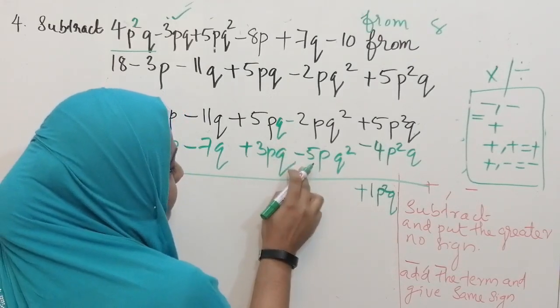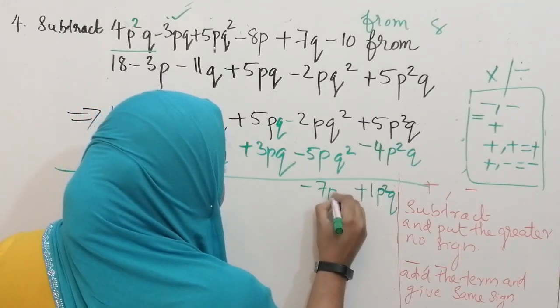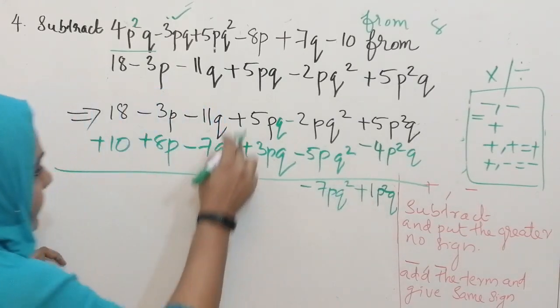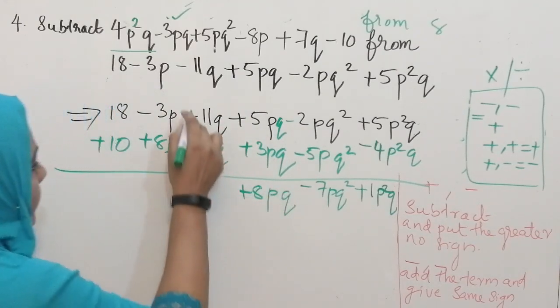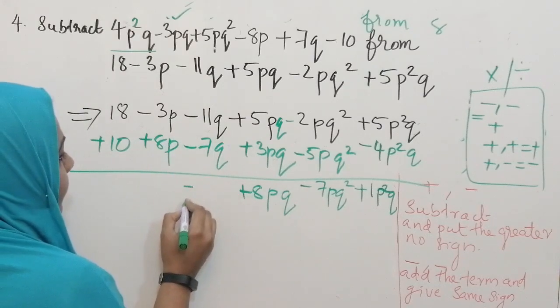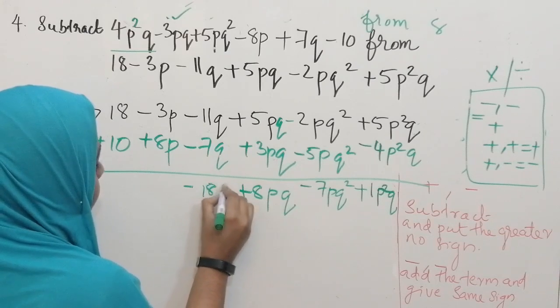So next is here also same sign. So when the same sign comes, you have to add and give the same sign. So that means minus 7pq square. So next is plus and plus, add and give the same sign. So next is minus and minus, add and give minus sign. So 11 plus 7 is 18q.